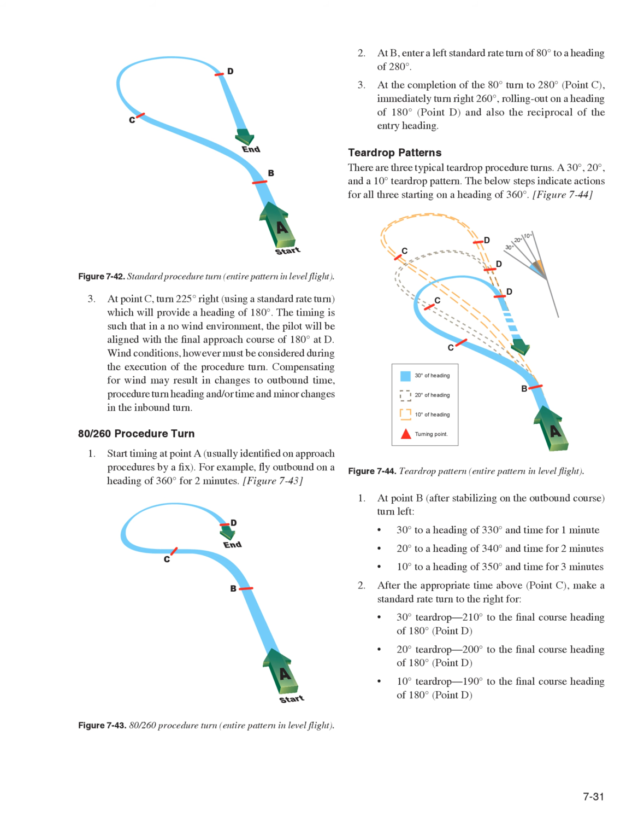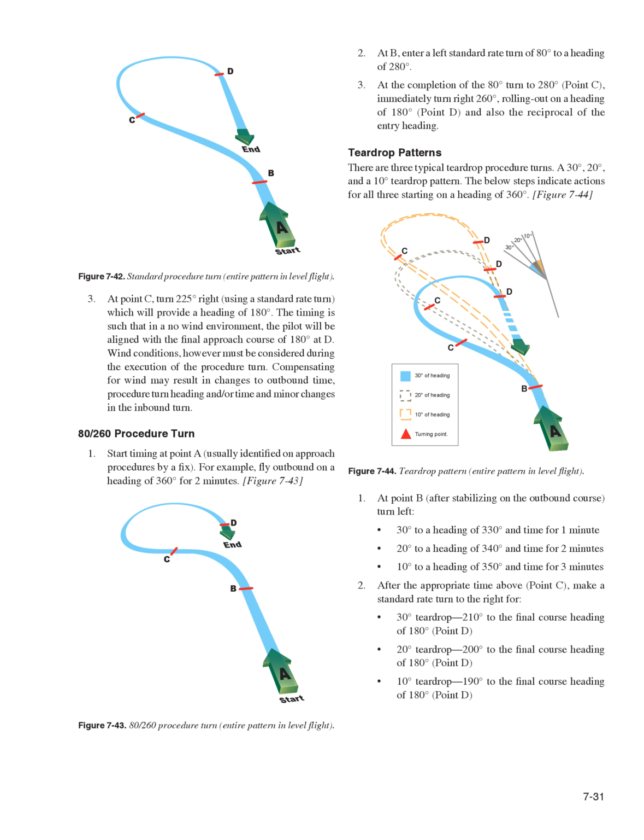80/260 procedure turn. 1. Start timing at point A, usually identified on approach procedures by a fix. For example, fly outbound on a heading of 360 degrees for 2 minutes. Figure 7-43, TR Figure 7-43. 80/260 procedure turn, entire pattern in level flight. Figure 5-43-2. 2. At B, enter a left standard rate turn of 80 degrees to a heading of 280 degrees. 3. At the completion of the 80 degree turn to 280 degrees, point C, immediately turn right 260 degrees, rolling out on a heading of 180 degrees, point D, also the reciprocal of the entry heading.